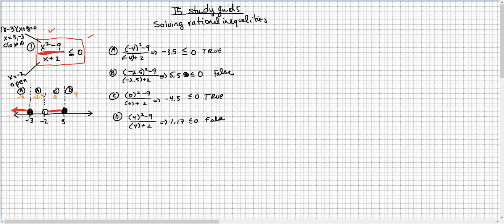So now to write the interval notation, this starts at negative infinity, right? So from negative infinity to negative 3, right, because it's a closed circle. And then from negative 2 to 3. So then that would be the answer to this one.